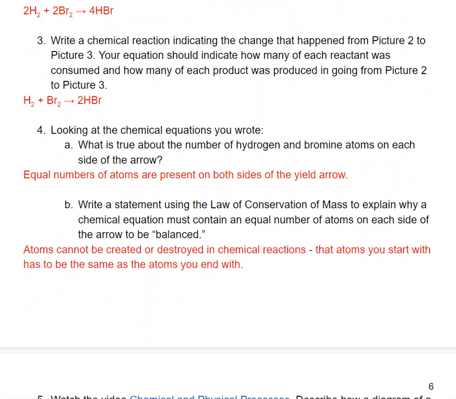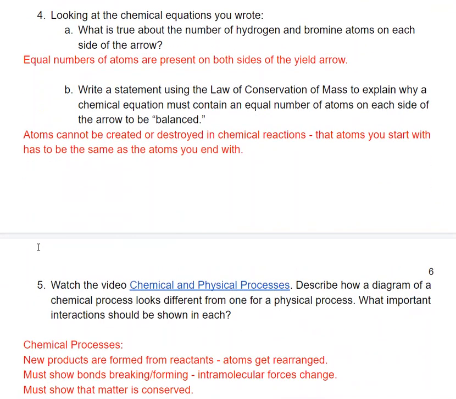And because those atoms cannot be created nor destroyed in chemical reactions, the atoms that we start with are going to be the same atoms that we end with. It is possible to create atoms through nuclear processes, but those occur in much different conditions than our chemical reactions that we study in chemistry.